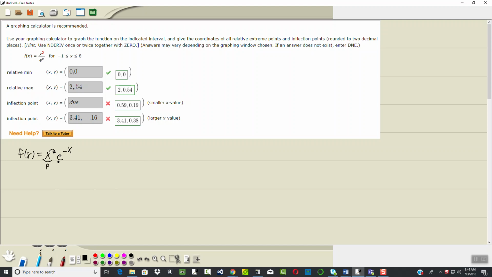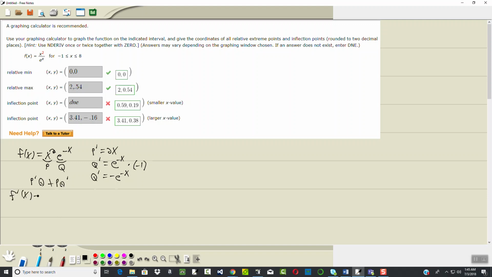So this will be p, this will be q. We need p prime. The derivative of x squared is 2x. We need q prime. The derivative of e to the negative x is e to the negative x times the derivative of the exponent, which is negative 1. So q prime is going to be equal to negative e to the negative x. Now our formula is p prime q plus p q prime.